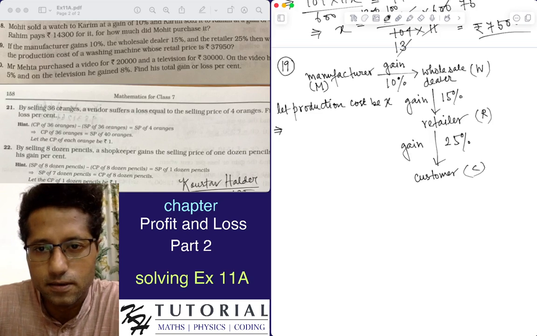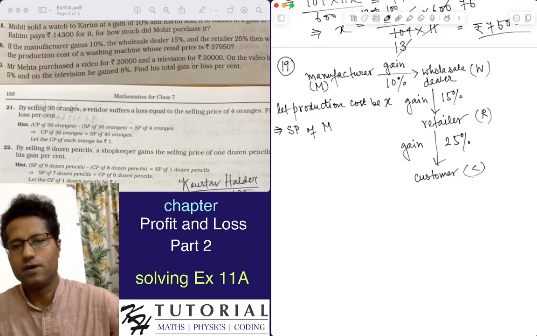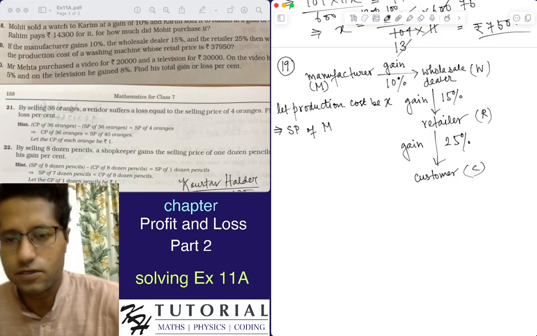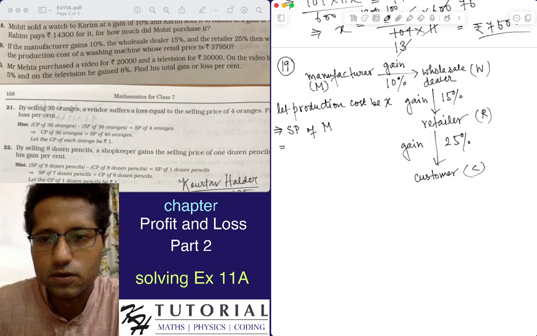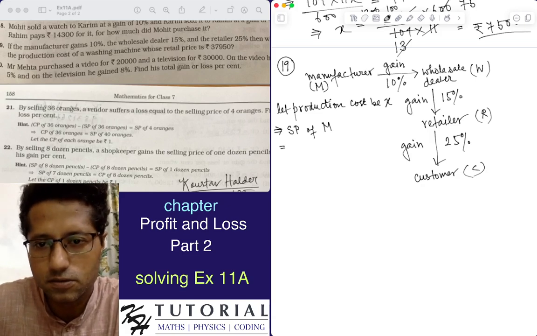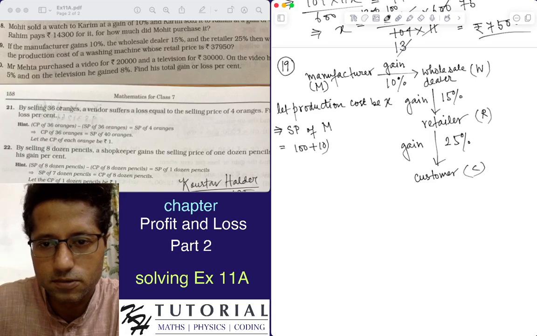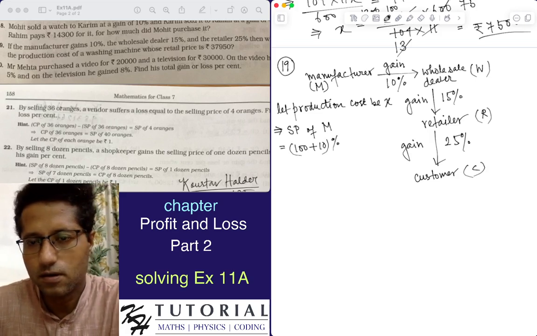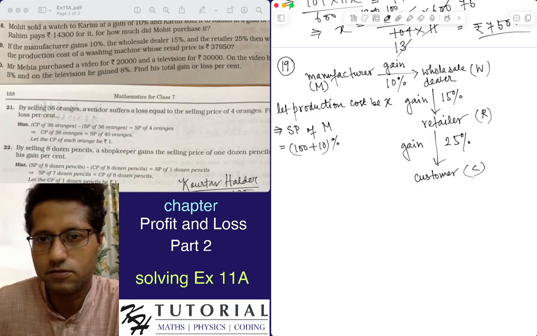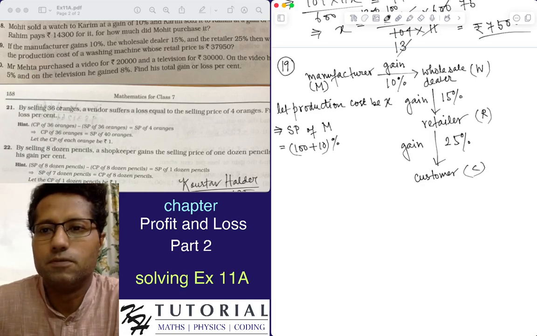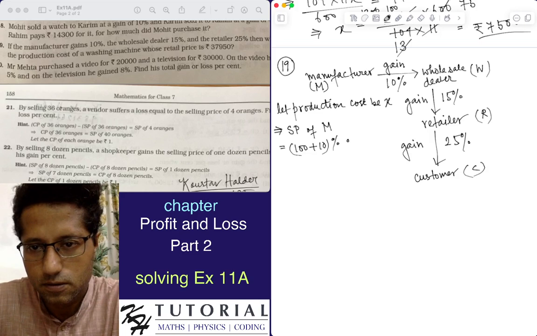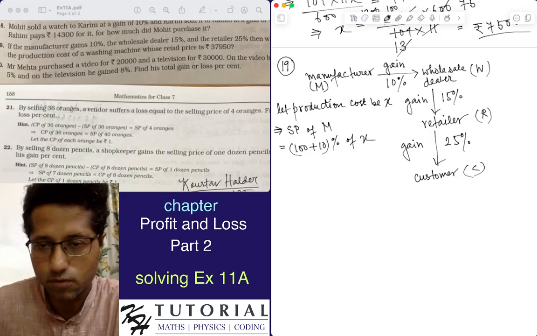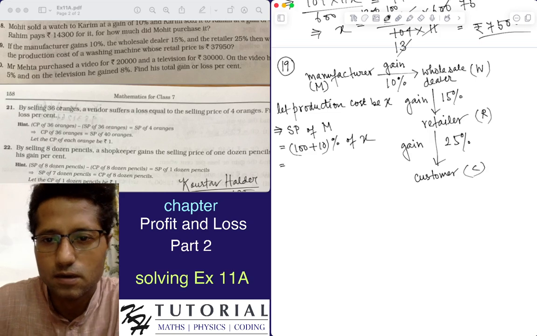So we can say SP of M, I mean the selling price, the price at which the manufacturer is selling the washing machine, should be equal to, since the manufacturer is gaining 10%, 100 plus 10% of the cost price of the manufacturer. That is the production cost. So the cost price of the manufacturer is X, since we have assumed the production cost to be X. This is 110%.